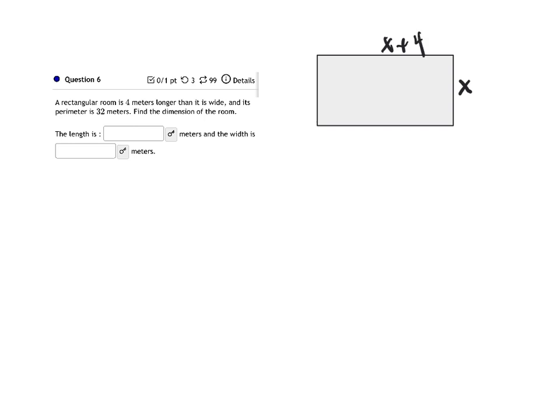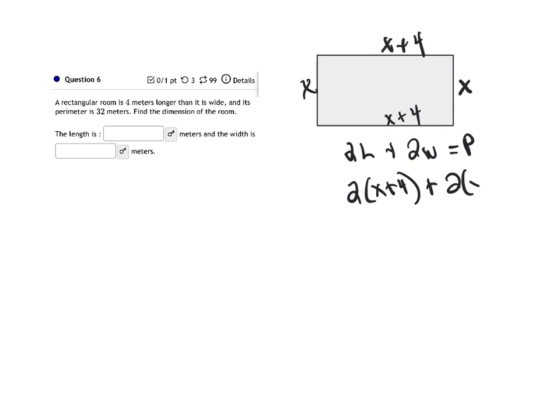Now, they give us the perimeter. It's 32. We're going to use the perimeter formula, which is 2 times the length plus 2 times the width equals our perimeter. And that's because there's two of the widths and 2 of the lengths. So 2 times the length, that's x plus 4, plus 2 times the width, we put as x, equals our perimeter of 32. Now they want the length and the width, so we have 2x plus 8.